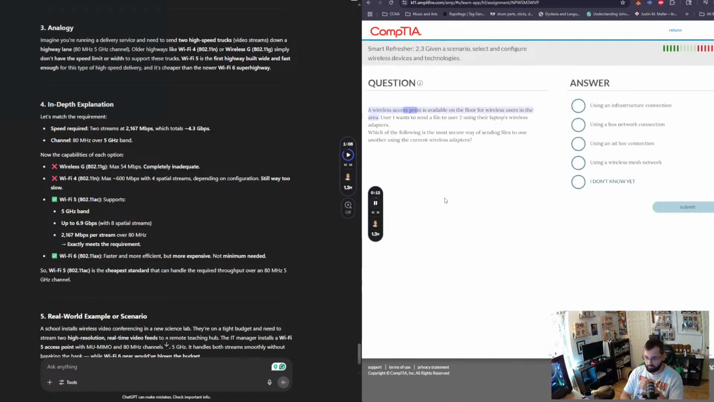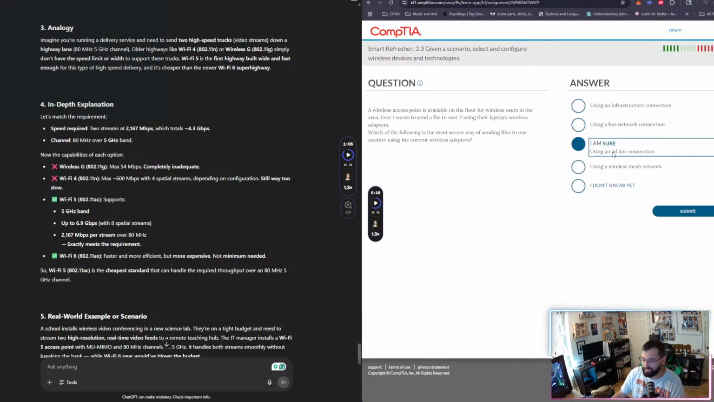A wireless access point is available on the floor for wireless users in the area. User 1 wants to send a file to user 2 using their laptop's wireless adapter. This is ad hoc. Like two laptops wanting to talk to each other without using the WAN. They just want to connect to each other. Like if I had an Ethernet cable and used a landline to connect them together to talk to each other. But this way it is wireless. It's through Wi-Fi. This is what I was talking about. I know what ad hoc is. I just don't know what ad hoc is in relationship to those other things.